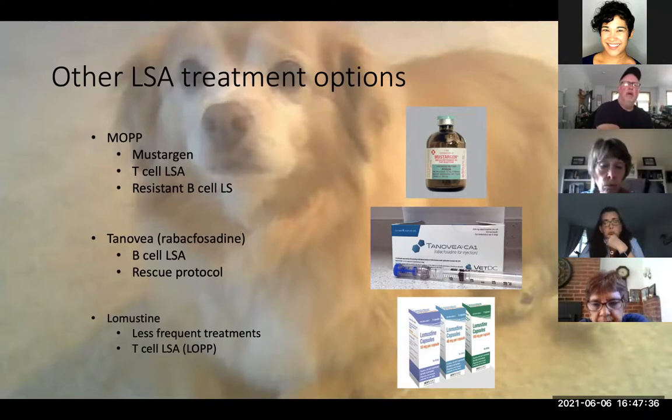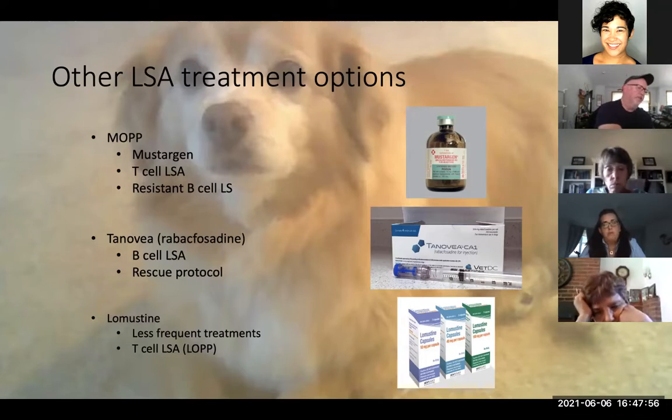And then the last one is a single oral treatment called lomustine. A lot of clients will pick this treatment because they only have to come to the oncologist once every 3 weeks. And it can also be combined with other drugs. So not only is the type of lymphoma, the location, the phenotype, what's going to help us come up with that protocol, but also how is that pet and what can the owner do?